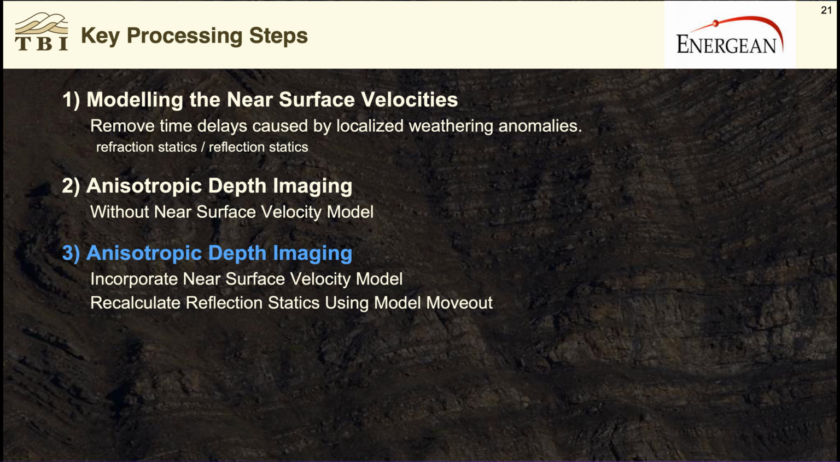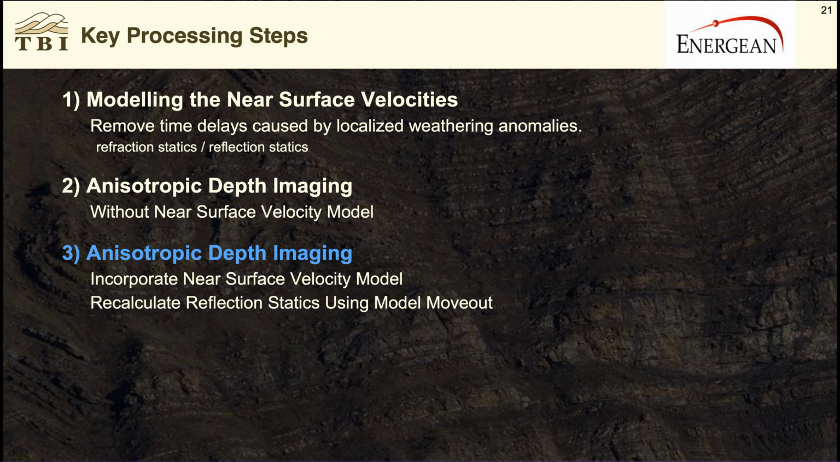Moving on to the third and final processing step, which again is anisotropic depth imaging, but now with model move-out. The results from step 2 are the end of a typical workflow, but there is an opportunity to improve the final image by addressing 2 elements of the workflow. The first is the weathering statics that were calculated using the near-surface velocity model. The second is implementing a more accurate way to flatten the gathers prior to the calculation of residual statics.